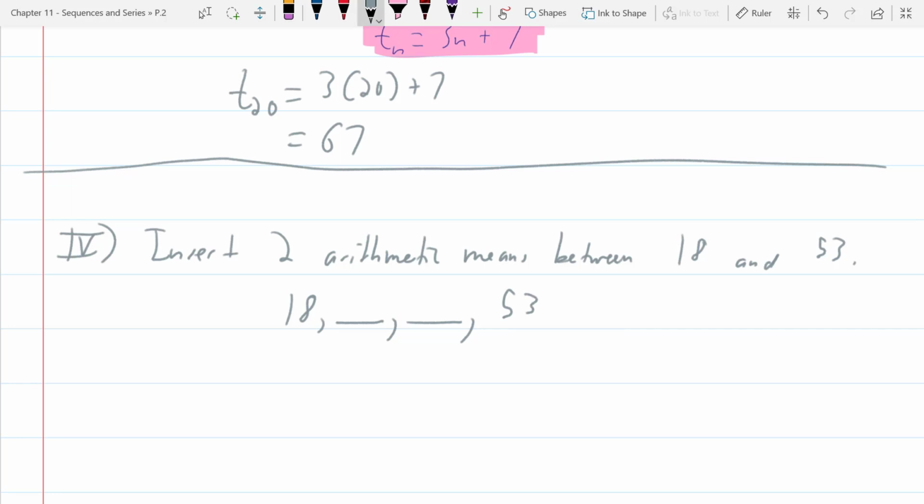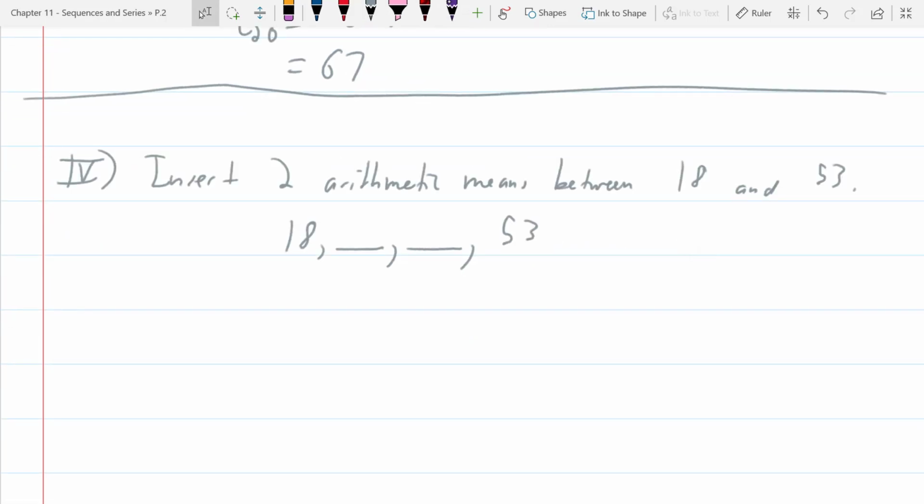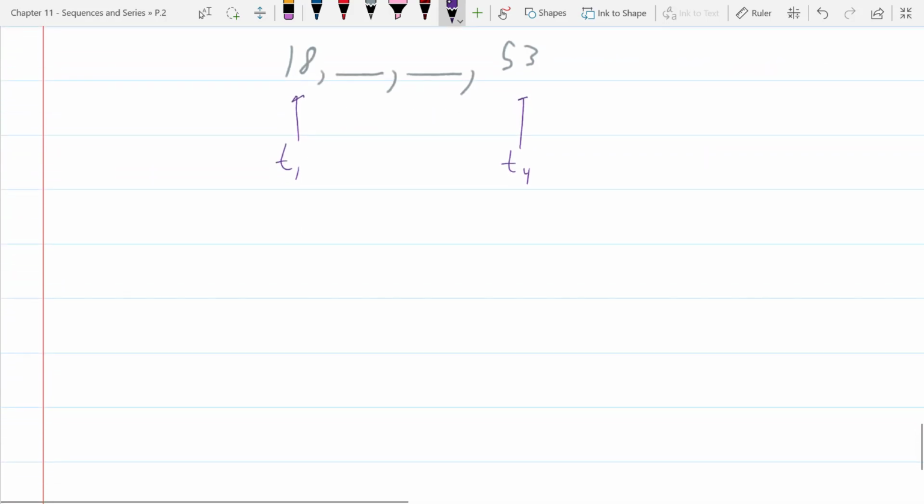Now, this process is really easy if I have an odd number of blanks, and I'll leave it to you to figure out why. You can use the method we're about to use if there are an odd number of blanks, but there's an even easier method. It's not that easy if there is an even number of blanks. What I'm going to do is call this T of 1 and this T of 4. So I've now generated the ordered pairs 1, 18 and 4, 53.